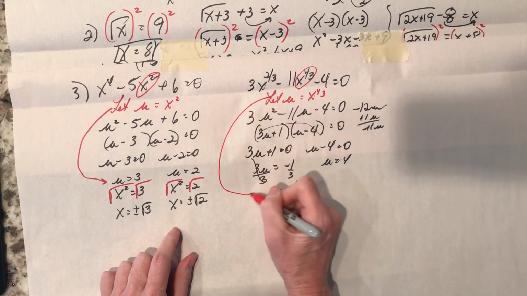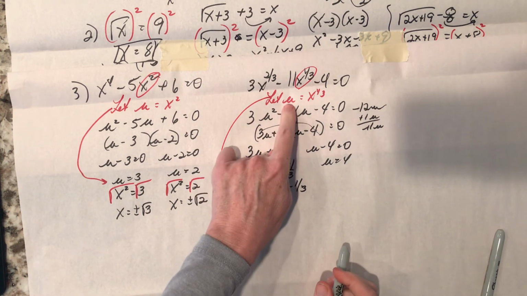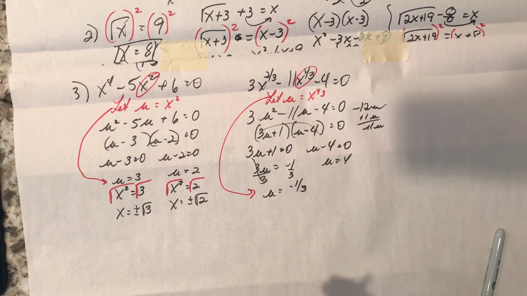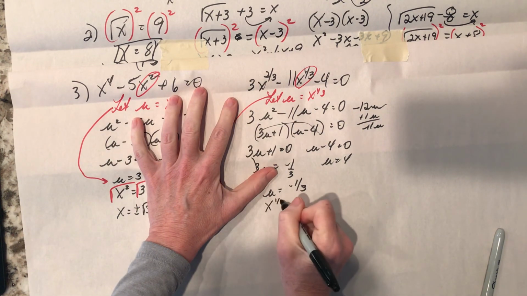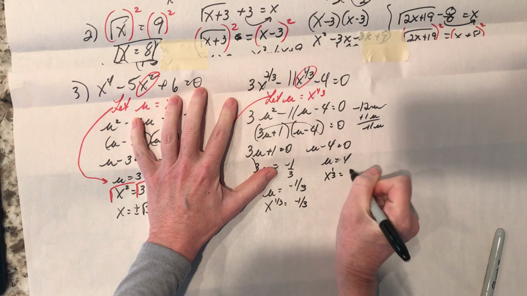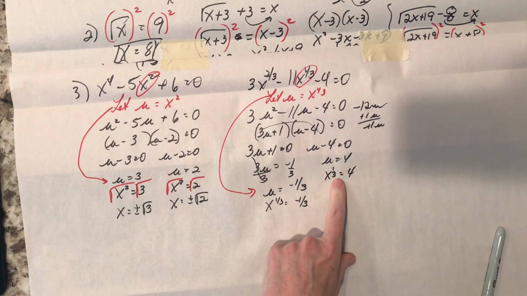So let's resubstitute to get back to x's. We know that whenever we see a mu, we're going to put x to the 1/3. So let's do x to the 1/3 equals negative 1/3, and x to the 1/3 equals 4. I'm going to do the second one first. I'm going to mess with this one first. I think it's easier for you to see.